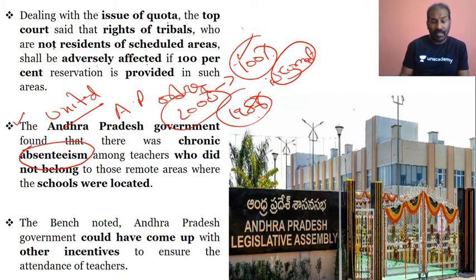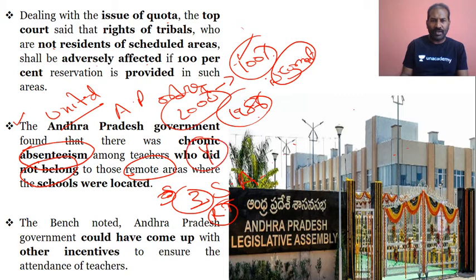So they experienced that there was a lot of absenteeism among teachers who did not belong to the remote areas. That is, wherever we are talking now, we were talking about that Z scheduled area. Please do understand, I was talking about X, Y, Z. In this Z scheduled area, if suppose there is a recruitment for teachers, and as we looked at in the previous hypothetical situation from Y, if an ST has been recruited to teach in a school of Z scheduled area, nothing wrong about it. But what the AP government has said is there was a chronic absenteeism among teachers.